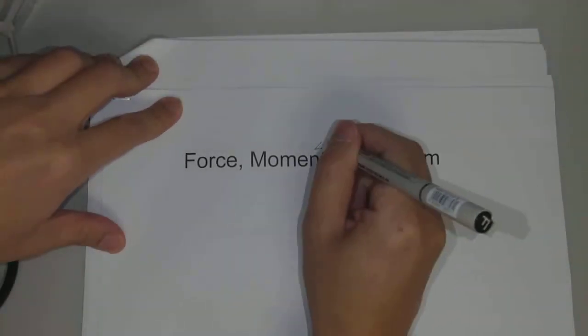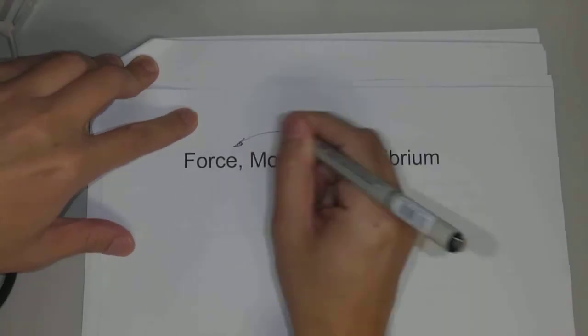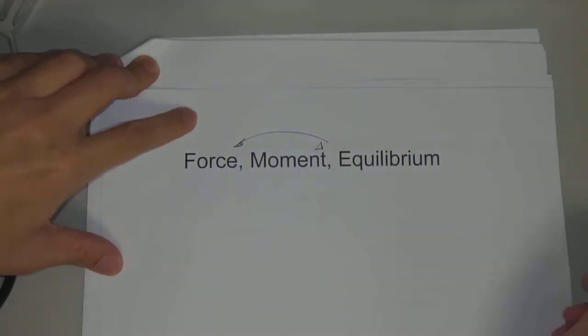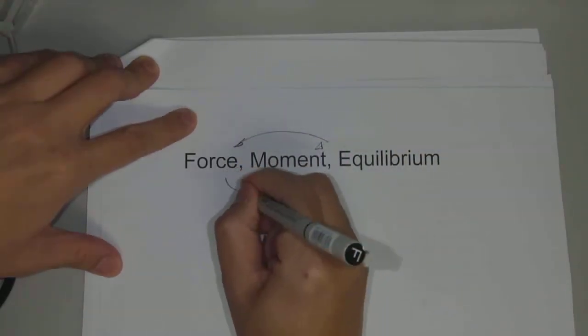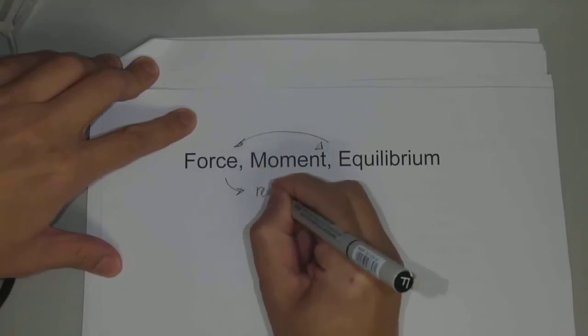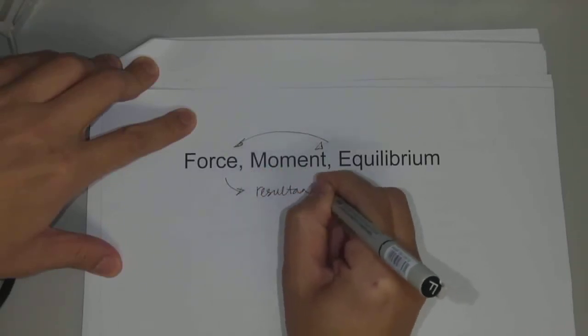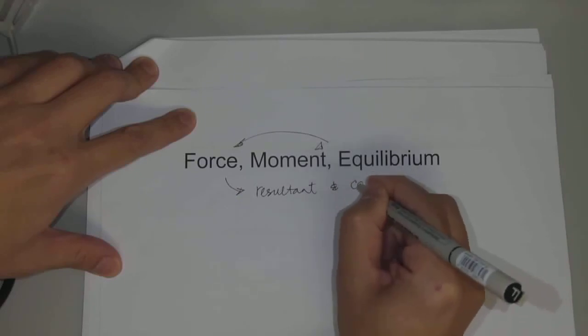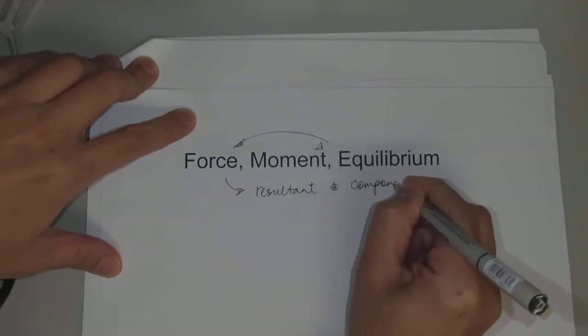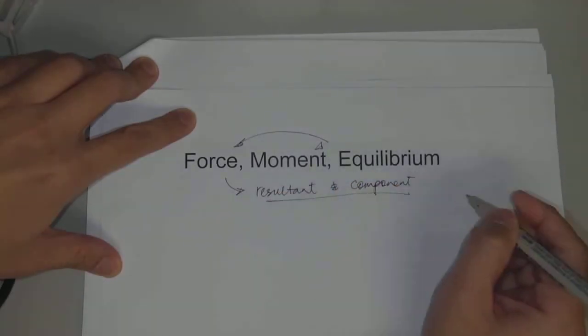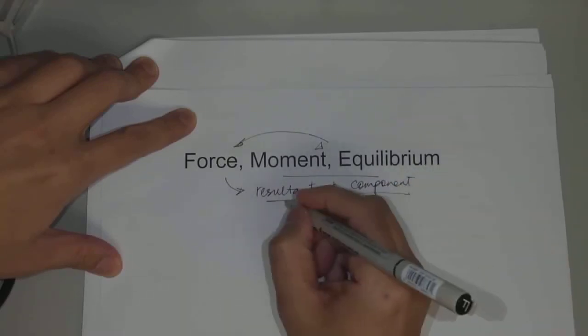Right, so before we look at equilibrium, we're going to look at two important concepts, force and moments. For those who did physics before should know what they are. And before we look at force and moment, there is also something called the resultant and component that we need to talk about. Resultant and component. And before we look at resultant and component, it's better to get a break.